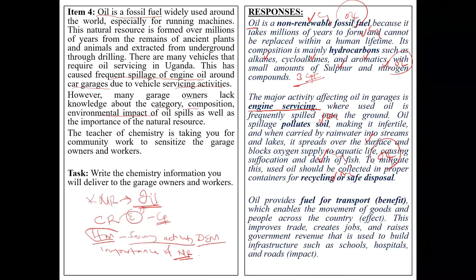Oil provides fuel for transport, that is a benefit, which enables the movement of goods and people across the country. Then this improves trade, creates jobs, and raises government revenue that is used to build infrastructures such as schools, hospitals, and roads. So that is our impact. So you can see that you can be able to get all your scores. And at that point, you have maximized all the scores.